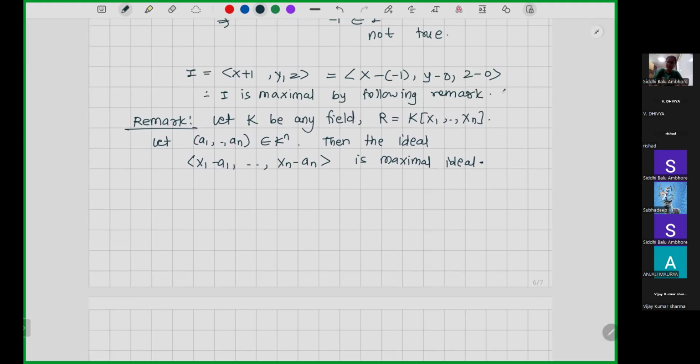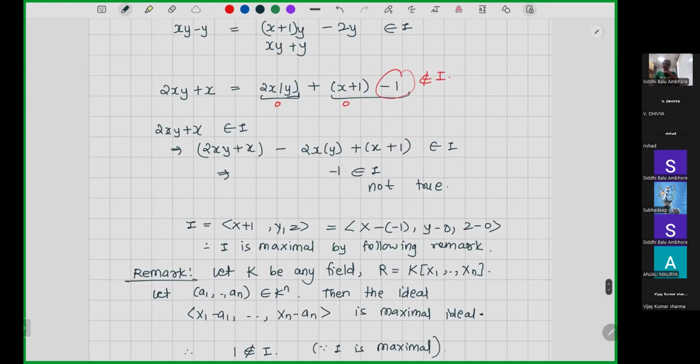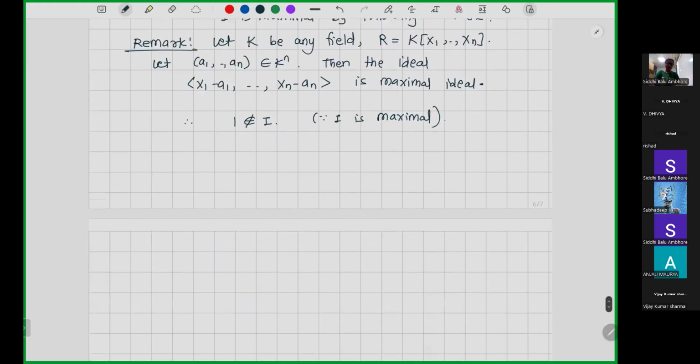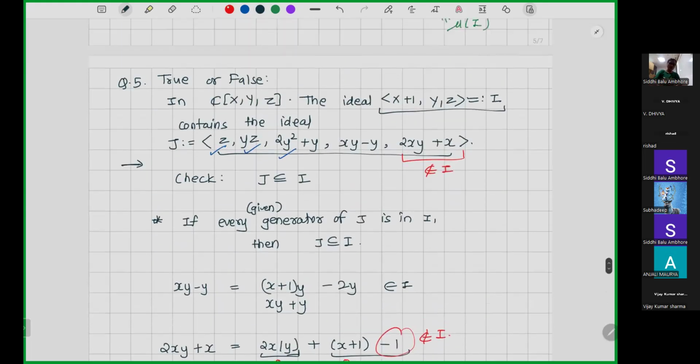Now is it clear? Therefore, 1 doesn't belong to I, since I is maximal. So that's why this minus 1 does not belong to I. Now it's clear, therefore this is false. J is not contained in I. So this is false.